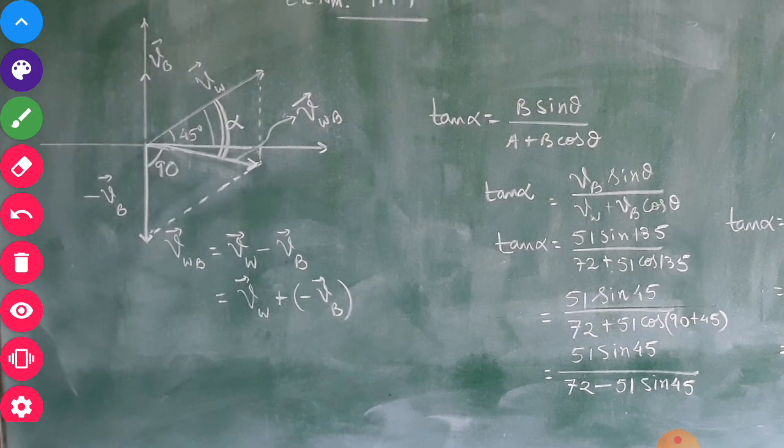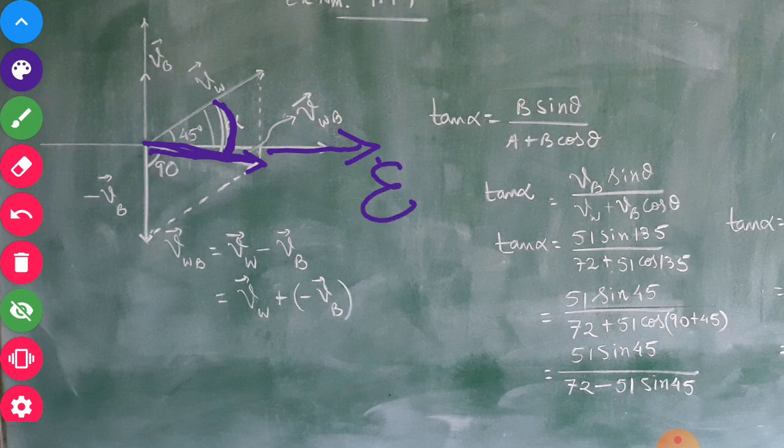So here the angle of this velocity vector of wind with respect to boat will be 45 degrees with the velocity of wind. Almost 45 means it will be almost in this particular direction, and this direction is the east direction, so it will be almost in the east direction.